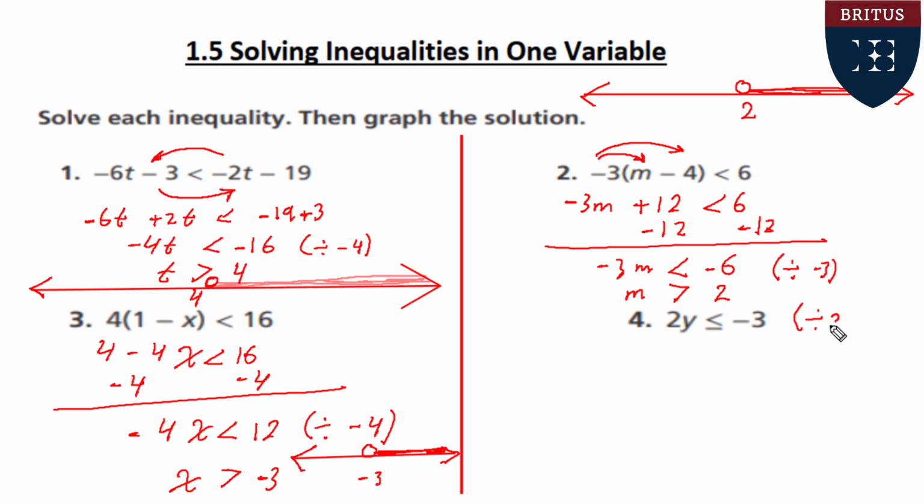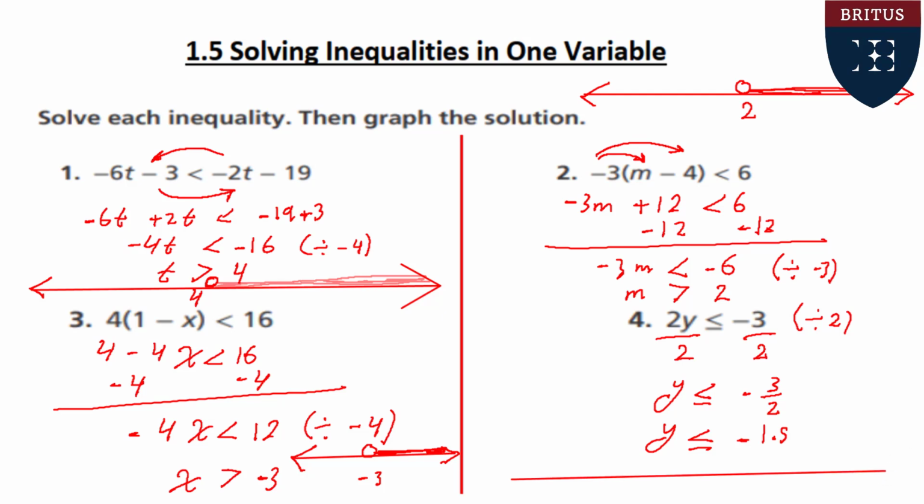Just divide both sides by 2. We can say now 2y divided by 2 and negative 3 divided by 2. Now y is less than or equal to negative 3 over 2. We need all real numbers that are less than or equal to negative 1.5. Just draw a line and put negative 1.5 on the number line. It's shaded because we have an equal sign, and shade all real numbers to its left.